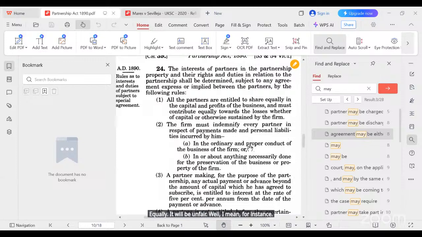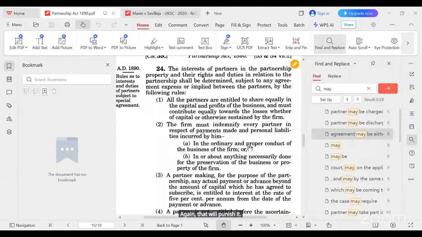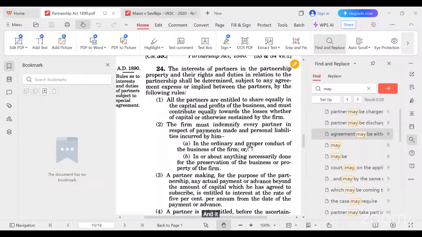For instance, for the losses, somebody who doesn't really have much, who has contributed 20 instead of 50 or 30, you say he should also come and share losses because he may not have the capacity to do so. Again, that will punish the person. But for profit, if it is equal, it will punish the person that contributed 50 and 30, and it will favor the person that contributes 20.